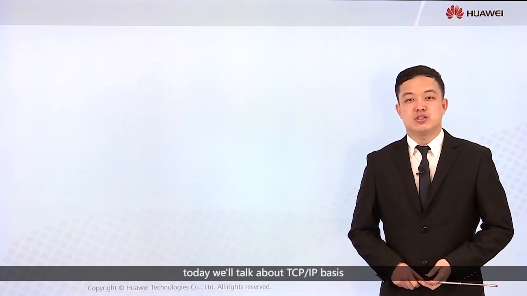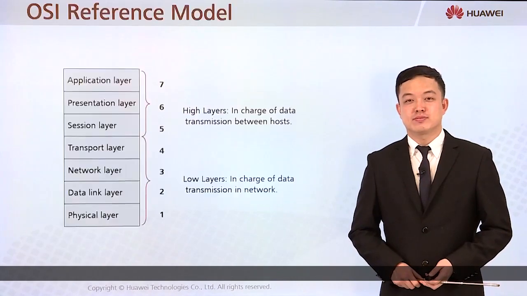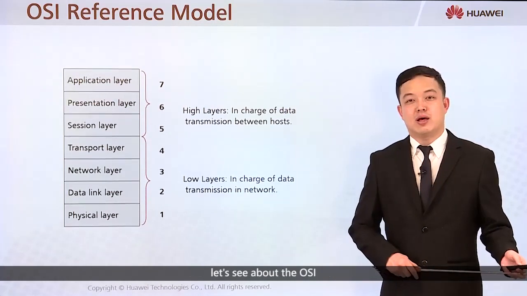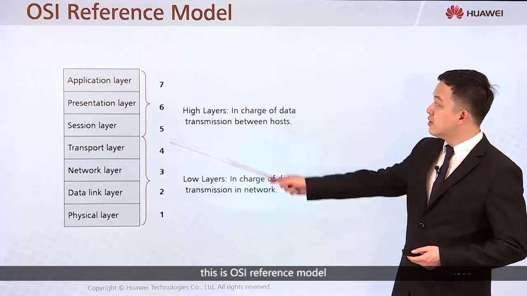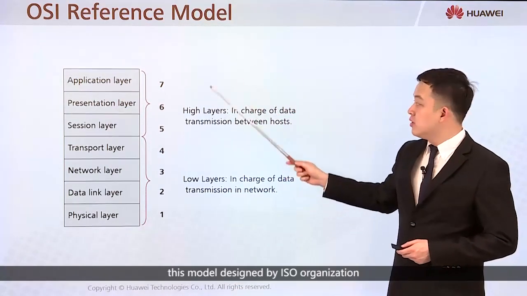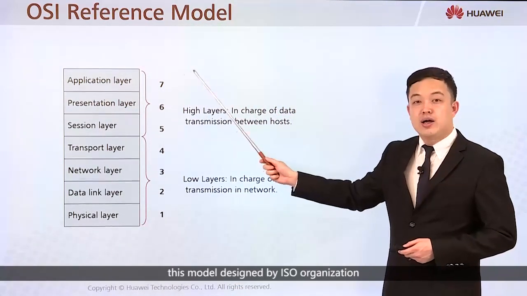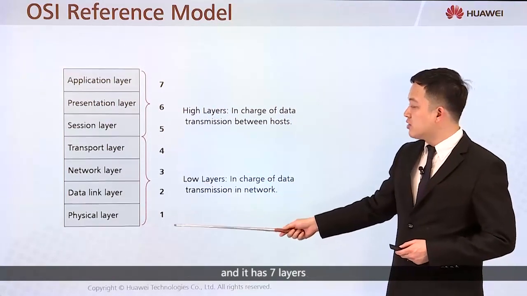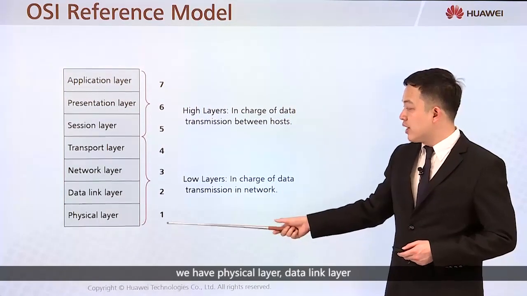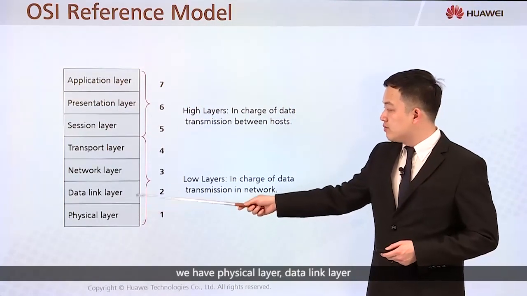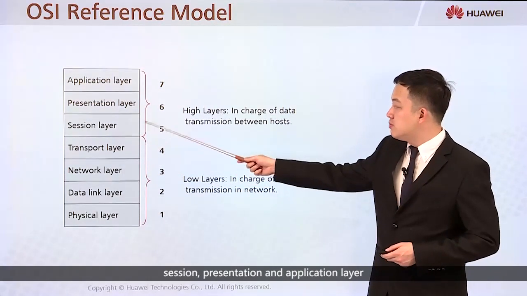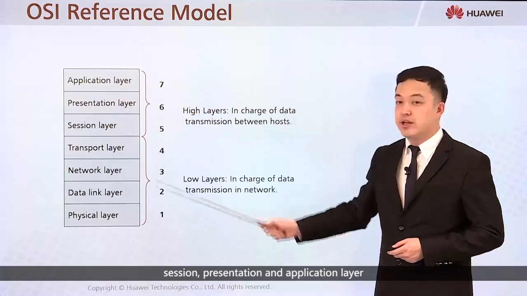Today we'll talk about TCP/IP basics. Before I introduce TCP/IP, let's look at the OSI. This is the OSI reference model. This model was designed by the ISO organization, and it has 7 layers. From the bottom to top, we have the physical layer, data link layer, network layer, transport, session, presentation, and application layer.